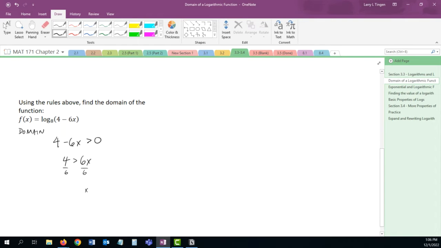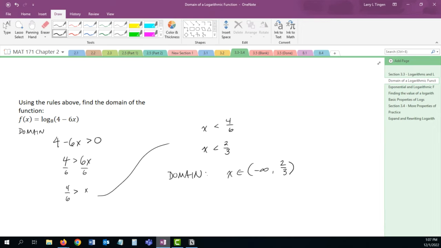And I'm going to find x. I'm going to find 4/6 is greater than x, which I can turn around and say x is less than 4/6, right? The pointy side of the greater than still points towards the x. The open side points towards 4/6. Those are the technical terms here. And 4/6 reduces to 2/3. So what is my domain? It's everything less than 2/3. In interval notation, that's negative infinity up to 2/3, not including it.